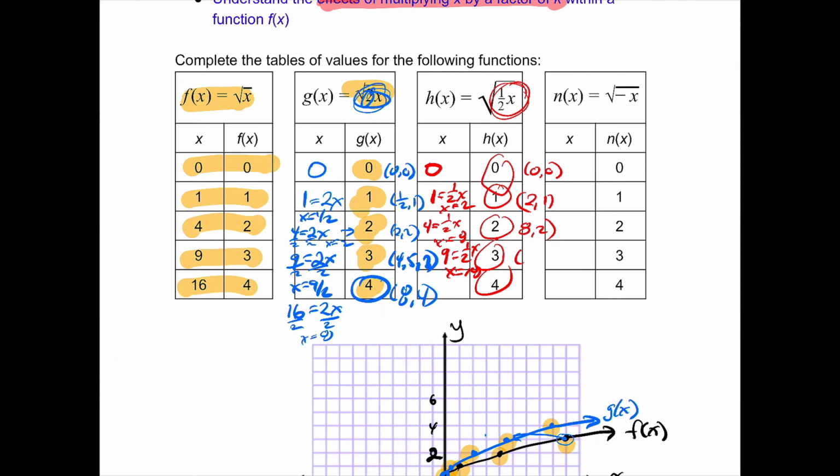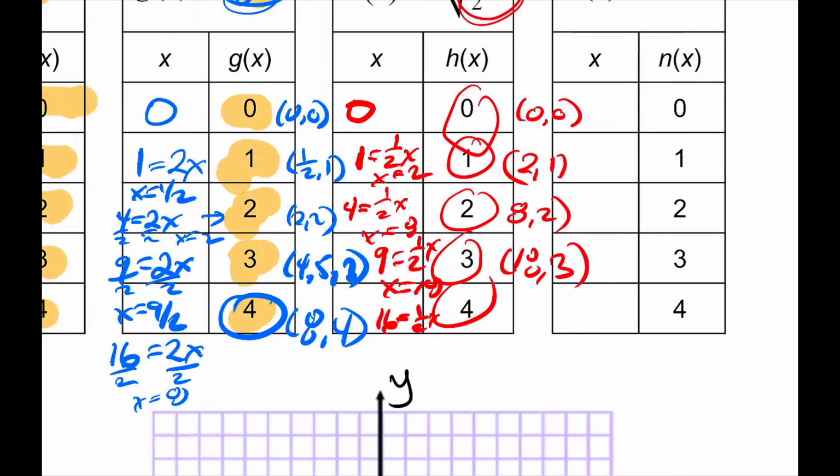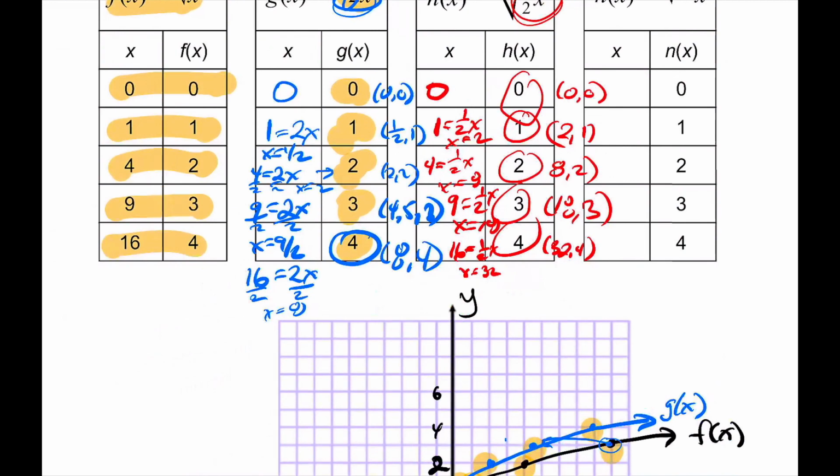And then the last one is square root of 4. To get an answer 4, we must square root 16. So in this case, 16 is 1/2 x. So that implies that x is equal to 32. So we're going to have a point 32, 4. So we can kind of see ahead that we actually can't graph a lot of these points because the x is so big. In fact, we could only graph 3 of them: 0, 0, 2, 1, 8, 2.